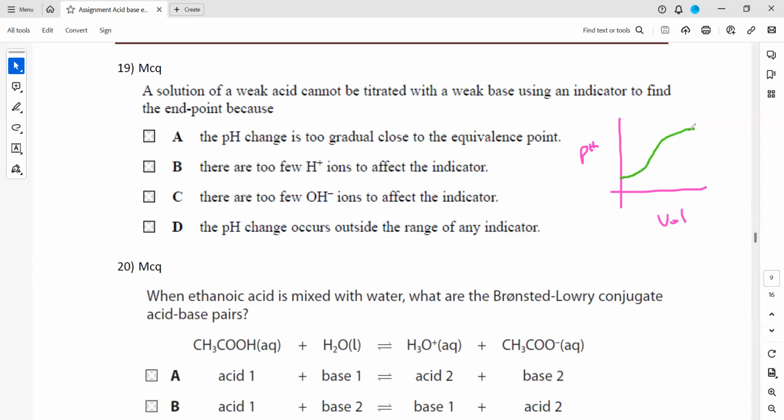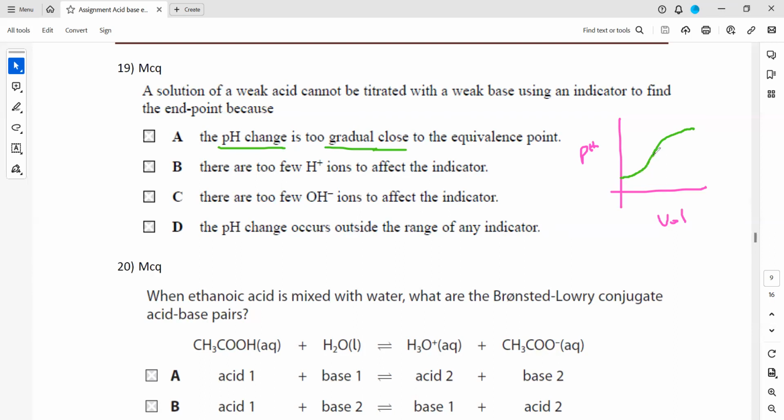So this will be the shape of the graph. We don't have a vertical part, or the pH change is too gradual close to the equivalence point. So it's not about the indicator. There are too few hydrogen ions affect the indicator. The first one, the pH change is too gradual close to the equivalence point.